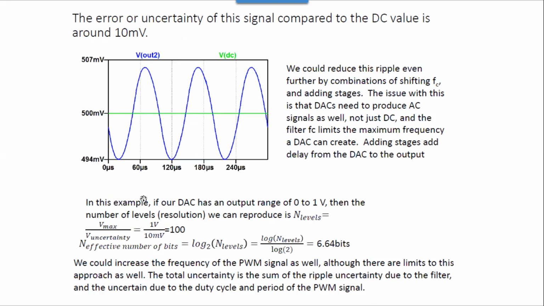But here's the equation: if I take the max voltage swing, in this case 1 volt, divided by the uncertainty, the ripple, and get 100, the effective number of bits just due to the filter is 6.64. But that's not the whole story.